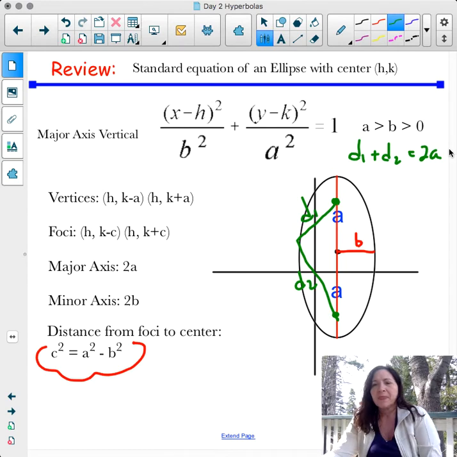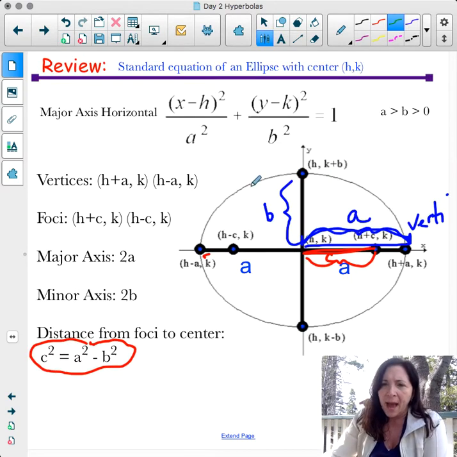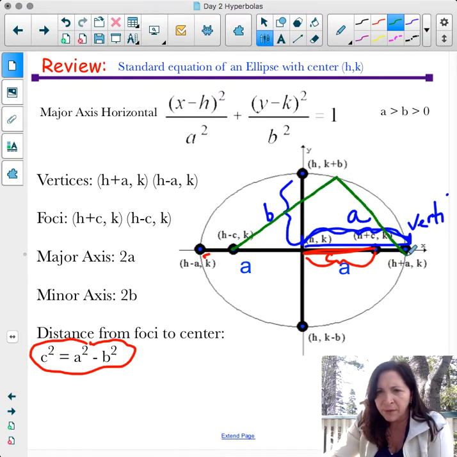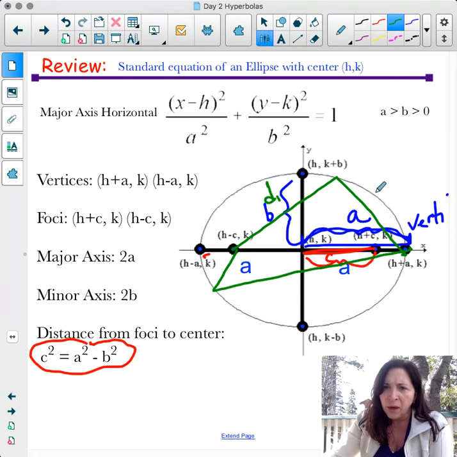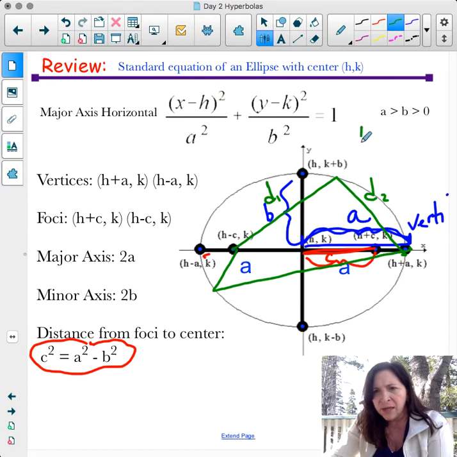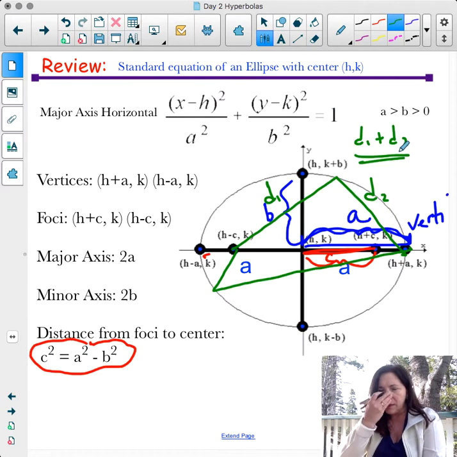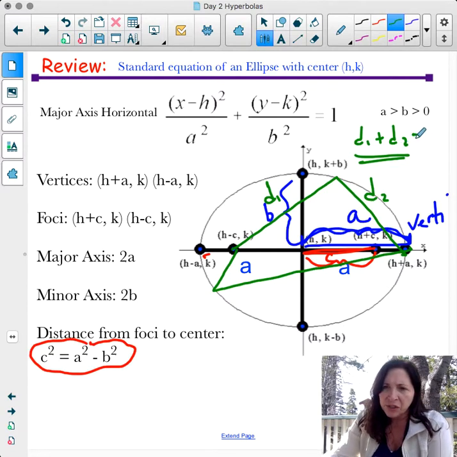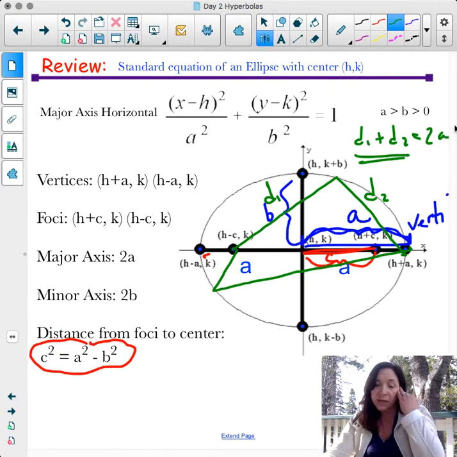Okay? If I were going back and looking at this, for my focal point, to figure out from here to here, if I was drawing my focal, and this could be anywhere on my axis, but one value is D1, one value is D2, distance 1 plus distance 2. So the sum of my D1 and D2 is equal to 2a. That's a formula that you need to remember.